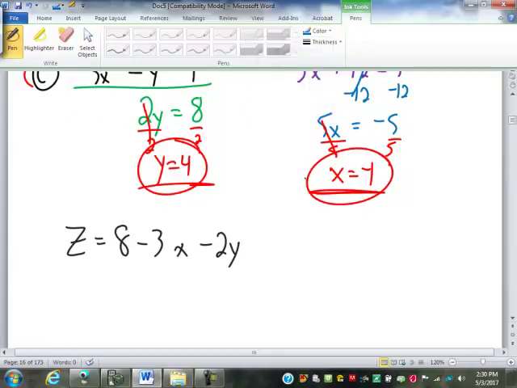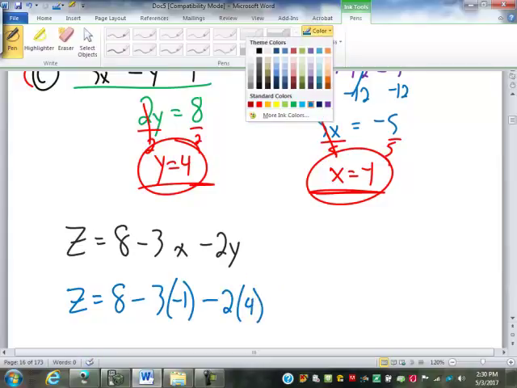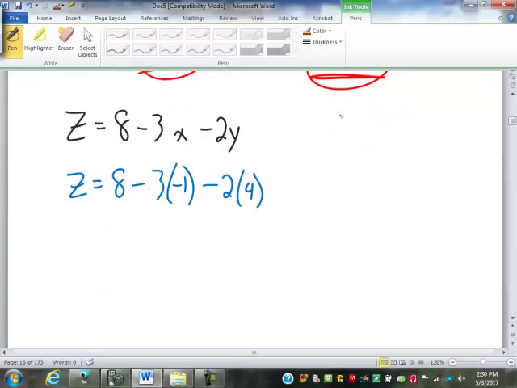So I put those values in. So 8 minus 3 times, it's going to be negative 1 for x, minus 2 times 4 goes in for y. Order of operations tells us what do we have to do next here? Yeah, we can either do 3 times negative 1 or negative 3 times negative 1. I'm going to treat it as a negative times a negative and get a positive 3.